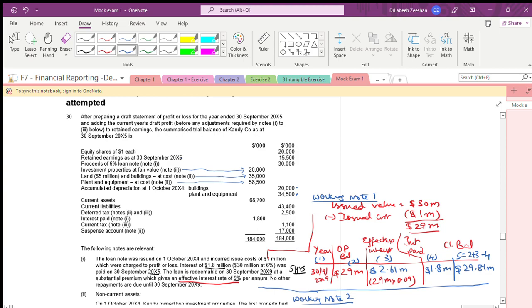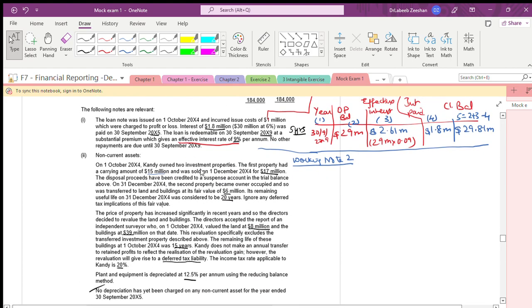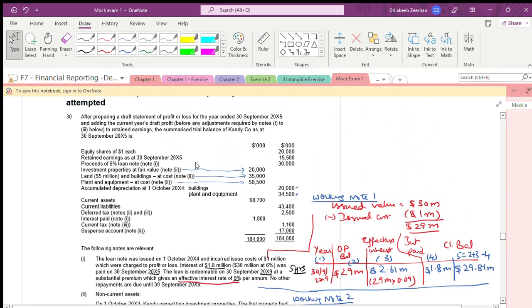Now, how much is the land? We don't have depreciation, only on buildings, 35,000. And what is the amount of depreciation? 20,000. Fine. Now, what they have said, the first property carrying amount was sold. The disposal is credited. Which property they have sold? 15 million.